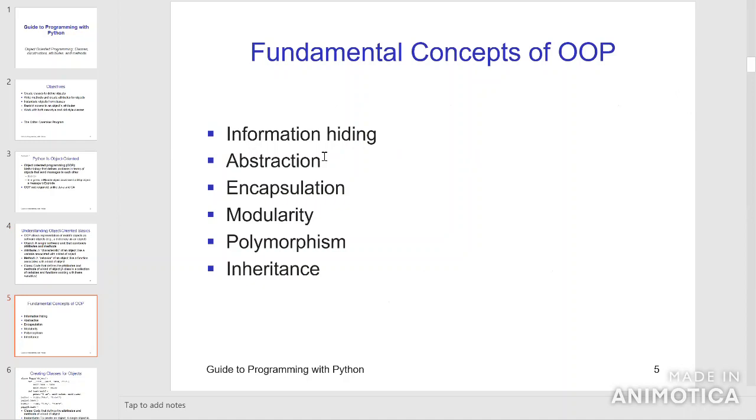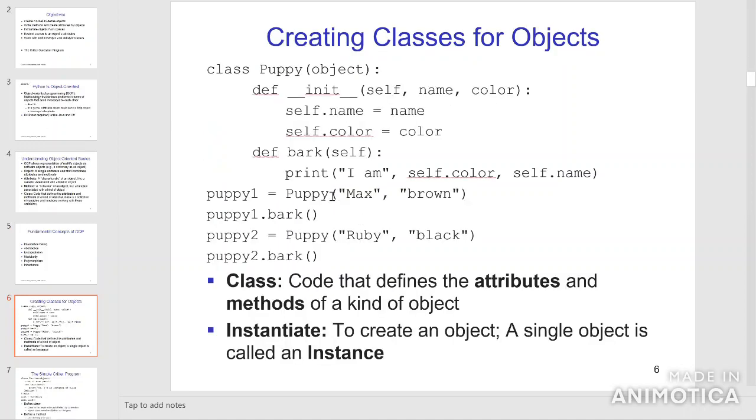So these are the fundamental concepts for object-oriented programming: information hiding, abstraction, and all those things. It's the same as in C++. You all learned C++ before, so you understand this. Okay. And this is the way that we can create classes for objects.